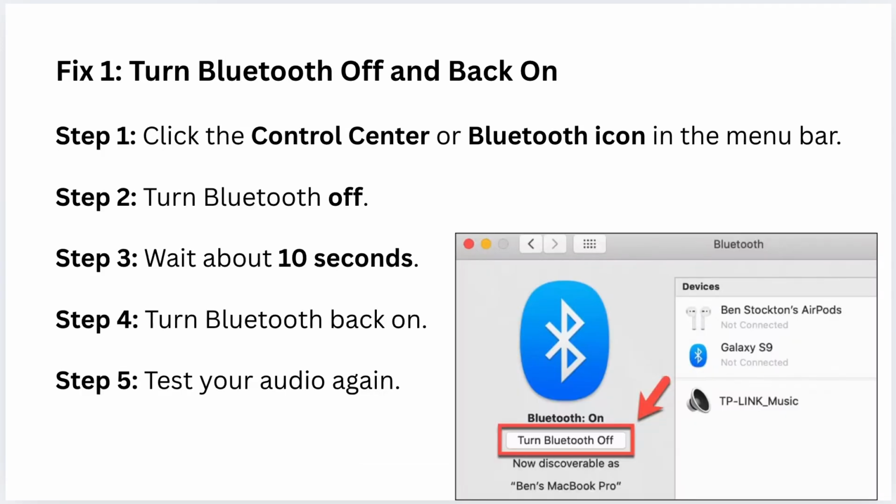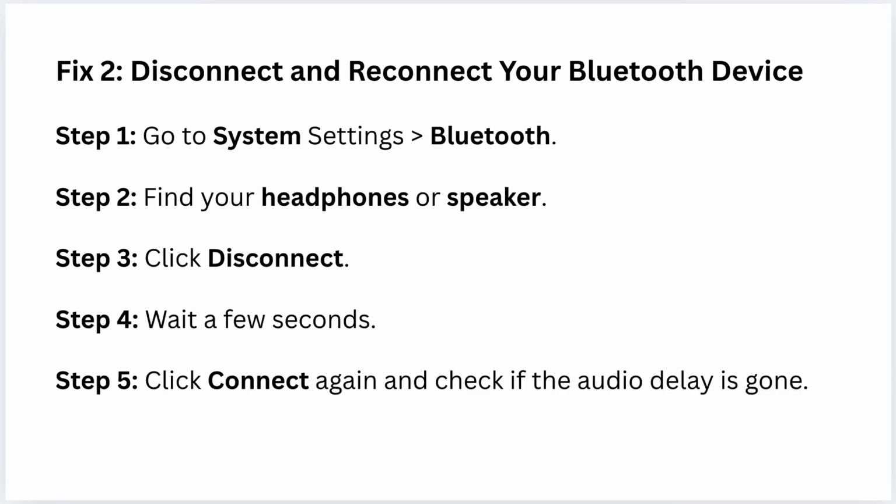Turn Bluetooth off and back on. Click the Control Center or Bluetooth icon in the menu bar, then turn Bluetooth off. Wait about 10 seconds, then turn Bluetooth back on. Test your audio again.